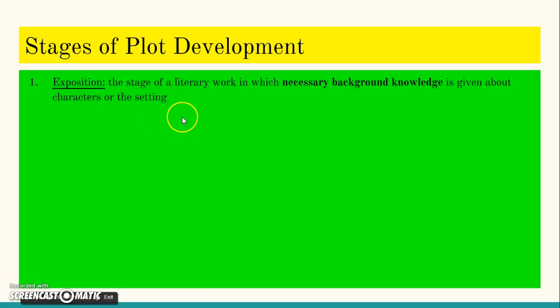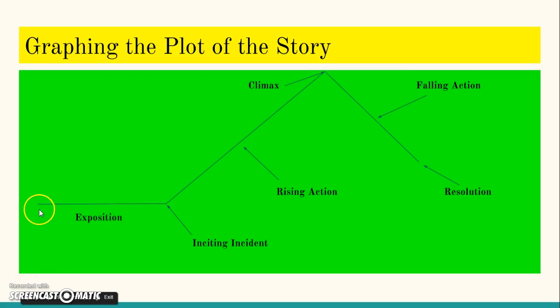Exposition. This is a stage of a literary work in which necessary background knowledge is given about the characters or setting. The reason it's flat is because there's no tension, no excitement, no suspense, you're just getting the background information. If you're a writer, you don't want this section to be too long, people get bored, you need to keep moving with the story eventually, but for now, you just get the background information. So this is a point where I'd like you to pause the video, go to your note sheet, and in your own words, write a definition for exposition.